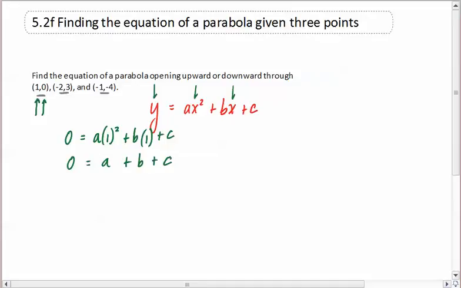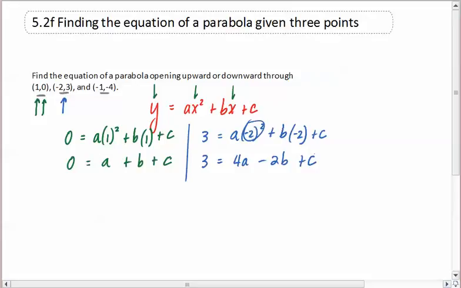Now let's take a look at the second one. I'm going to use the second point. I'm going to put a 3 in for the y. There's the negative 2 in for the x, there's the squared, negative 2 in again for the x, and there it is, plus c. We get 3 is equal to 4a, because negative 2 gets squared, so I have 4a minus 2b plus c. There's my second equation.